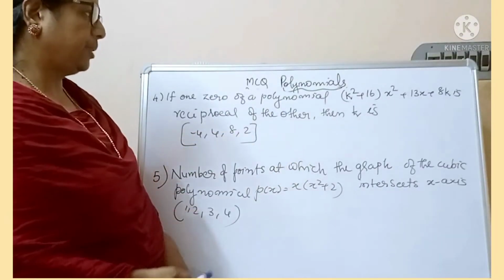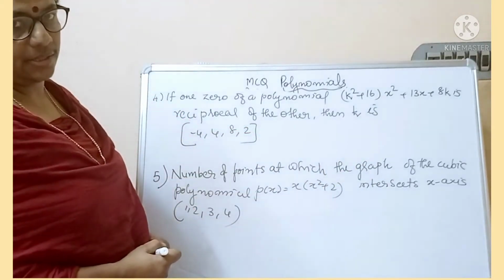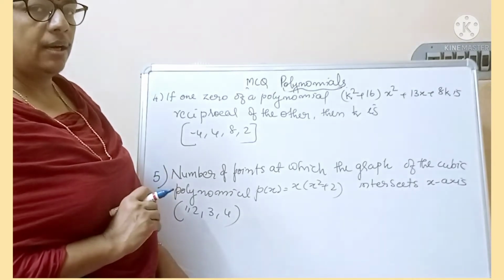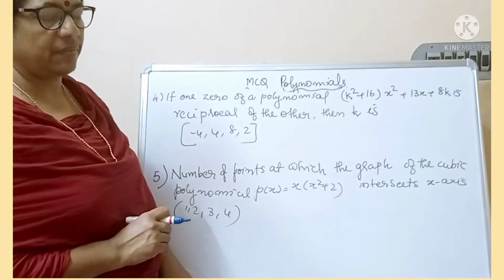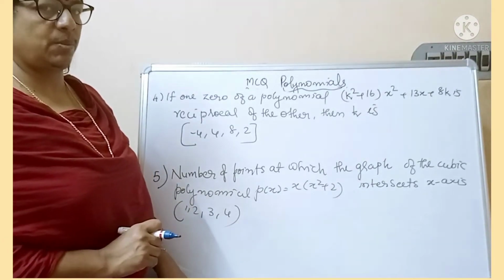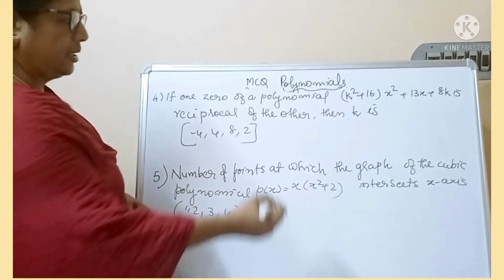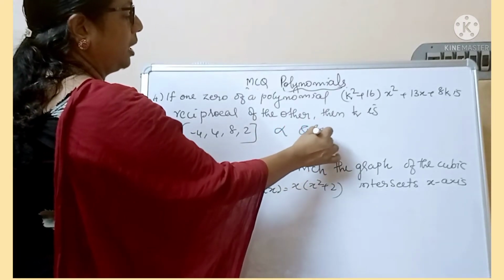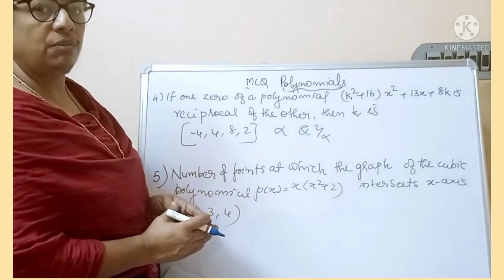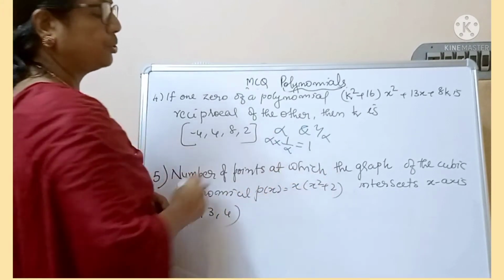One zero of the polynomial k square plus 16 into x square plus 13x plus 8k is the reciprocal of the other, then find k. So alpha and beta are the two roots. We know that alpha plus beta and alpha into beta are minus b by a and c by a respectively. But here it is given that one is the reciprocal of the other. That means alpha and 1 by alpha. So what is the product of the roots? Alpha into 1 by alpha is equal to 1.